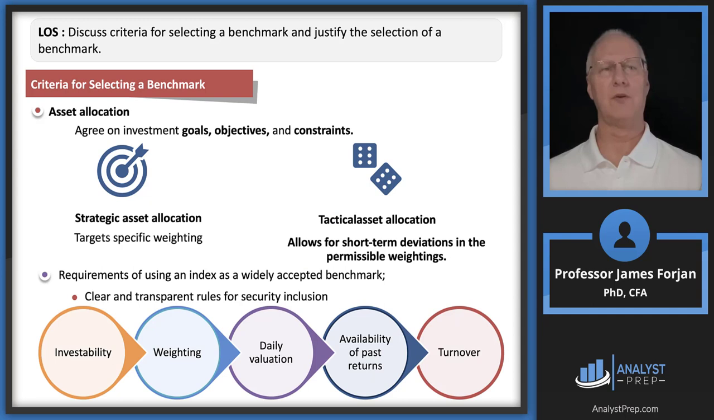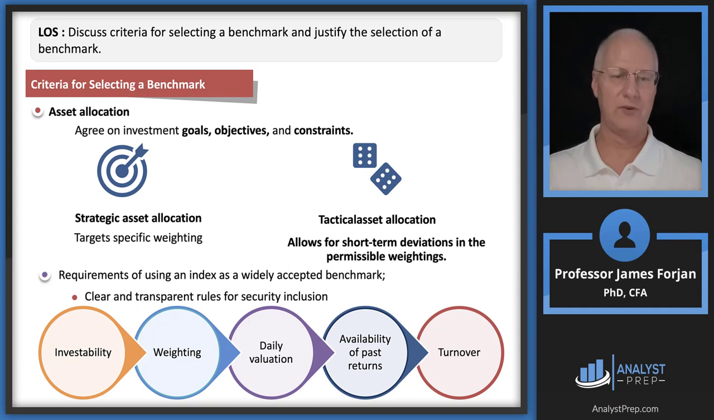Now, to select that benchmark, we've got to go back to the policy statement. We've got our risk and return objectives. We have the client constraints, and we've established a strategic asset allocation. And probably that strategic asset allocation is going to be a range. Let's say we want investment grade bonds to be 75 to 85% of the portfolio. So we allow a little range in there, and then we're going to allow for tactical changes there.